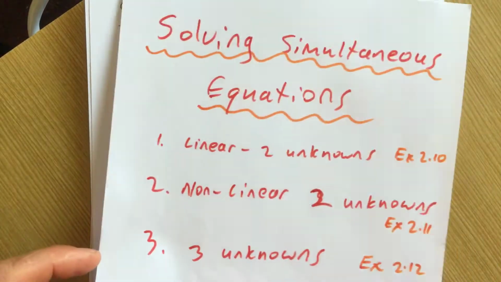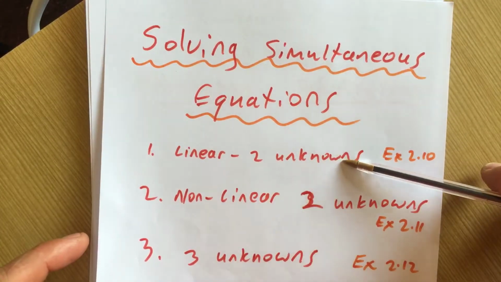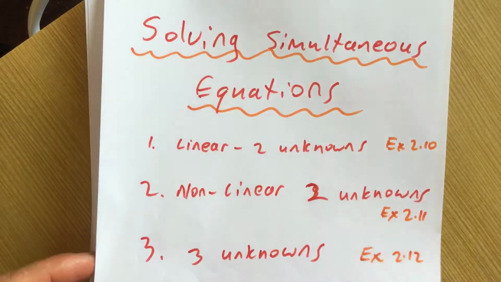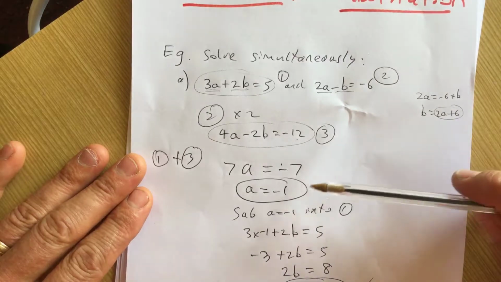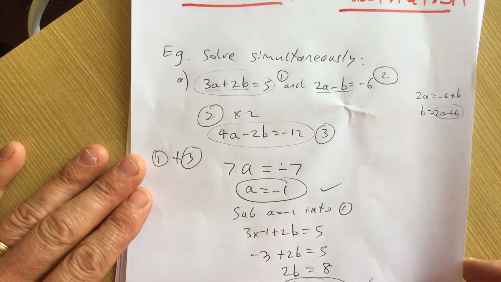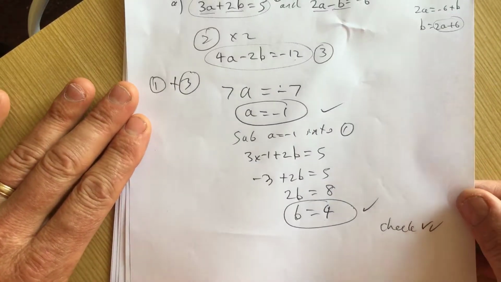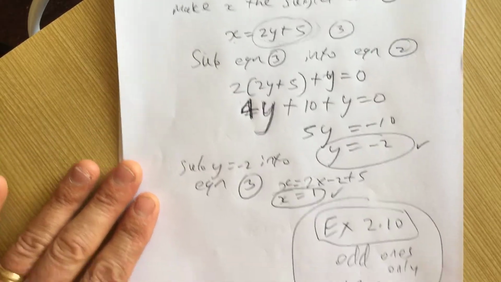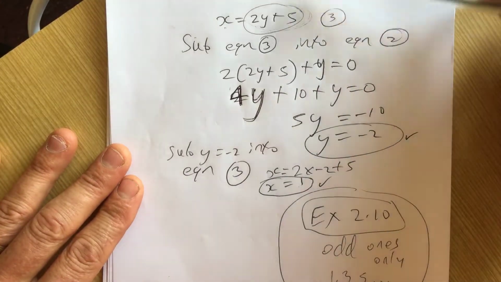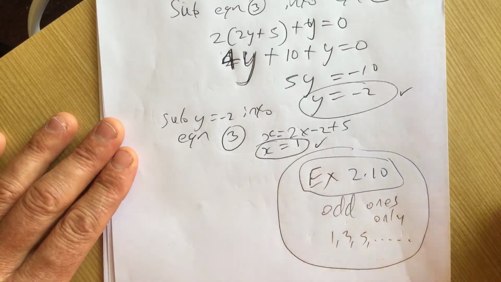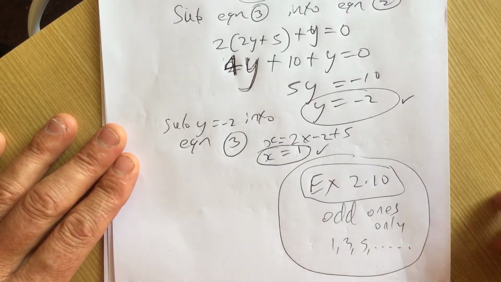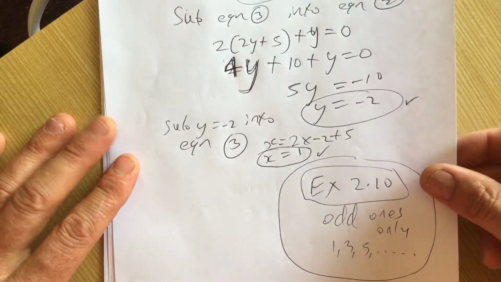So just to remind you, we looked at linear, in other words, just one answer for two unknowns. We looked at them last lesson. For example, you got a equals -1, b equals 4 for the first example, and then hopefully you followed through and did, I used a substitution method, but you could do the elimination method, and got an answer for the second example. And you've worked on these, exercise 210 now, just the odd ones.